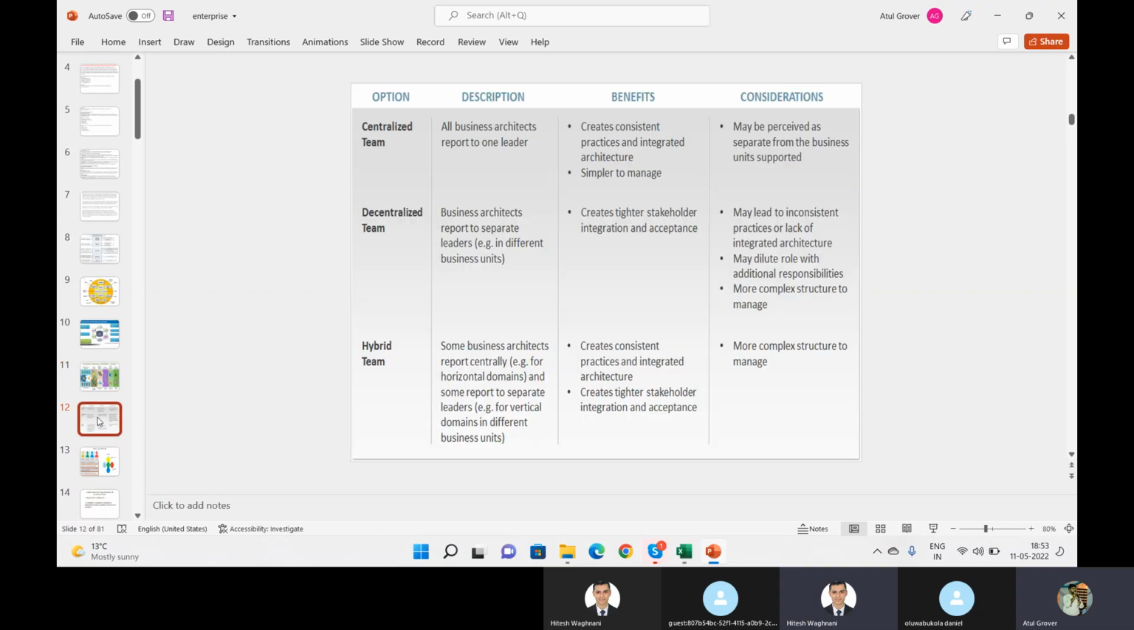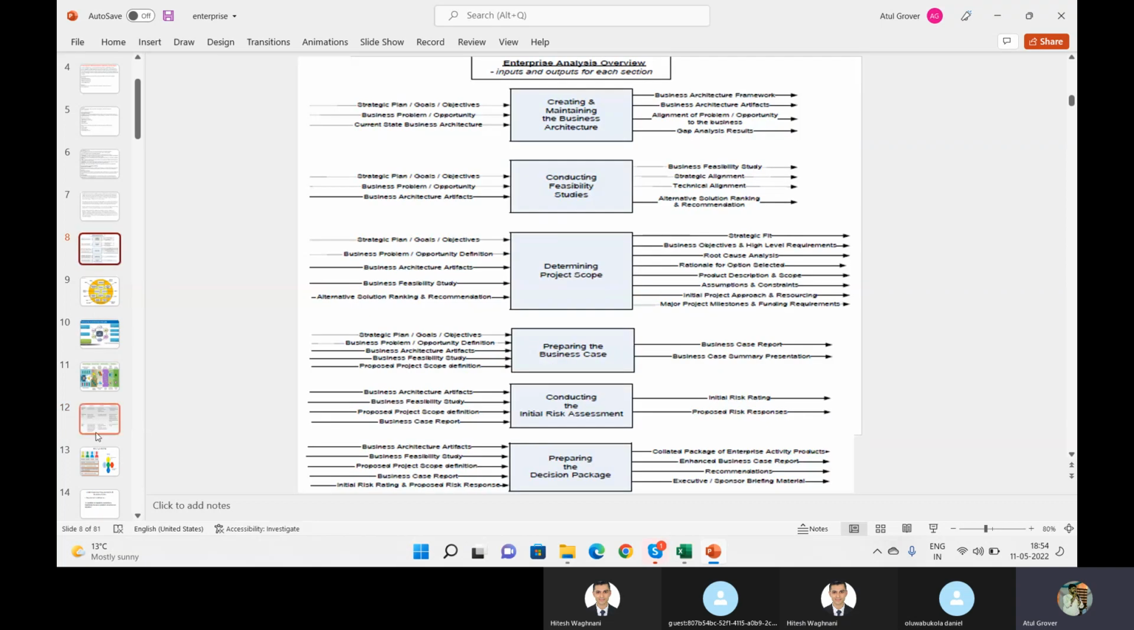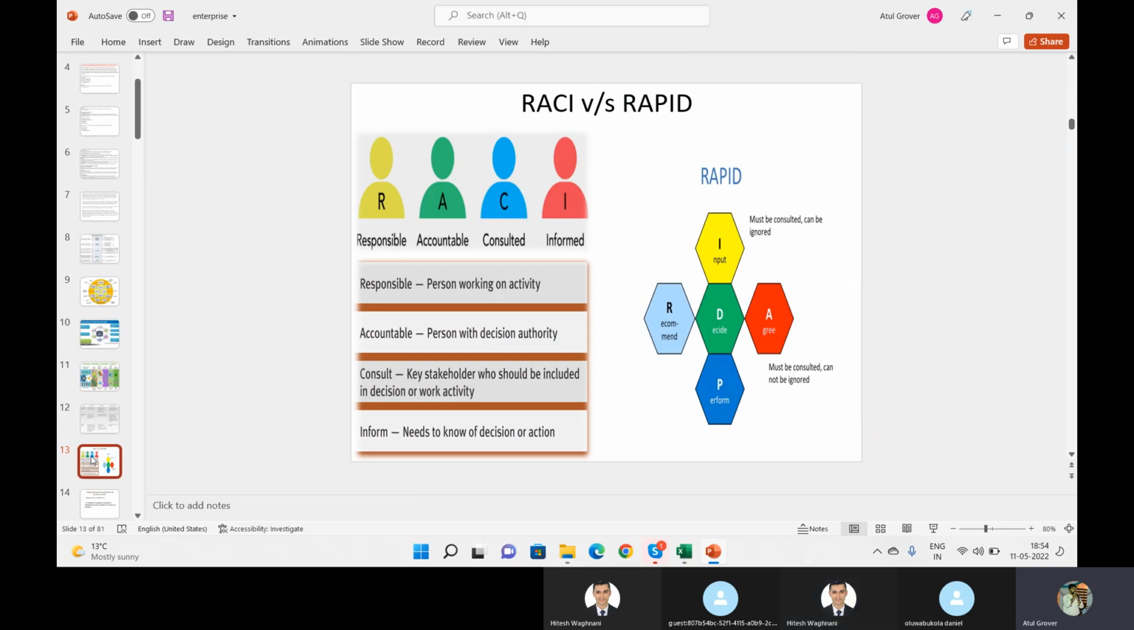Now let's come to the last part. Okay, I guess a wrong slide has been there. Business architecture reports to separate. No, that's not required. This one we discussed. Okay. Last point, which is important here: 2 things, RACI and RAPID.